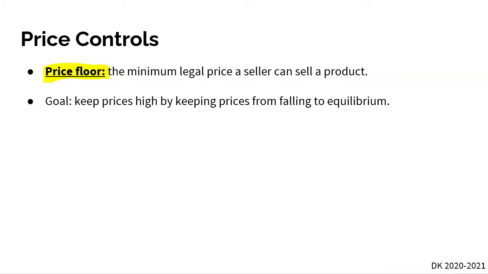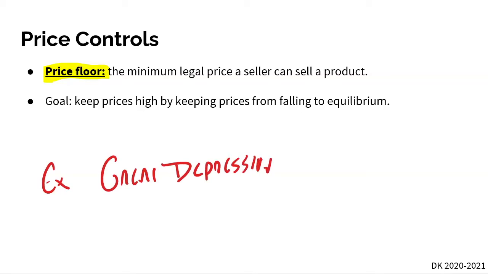An example would be during the Great Depression. During the Great Depression, the government set up price floors on agricultural goods, on crops. Why? Well, if the government kept the price of crops artificially high through a price floor, that meant farmers were incentivized to grow more crops because they're going to be paid more for their goods.